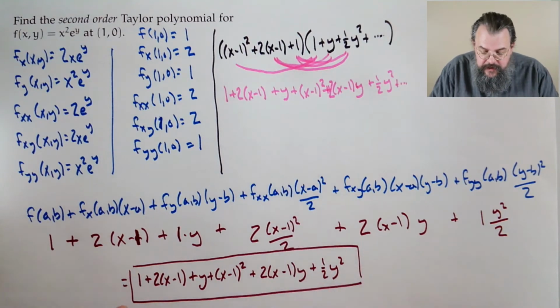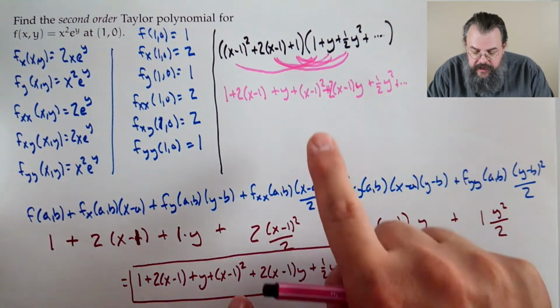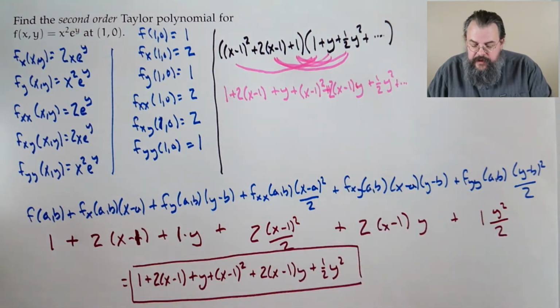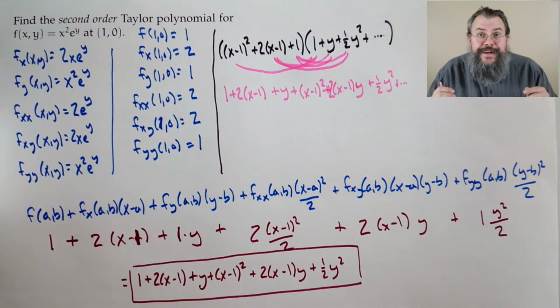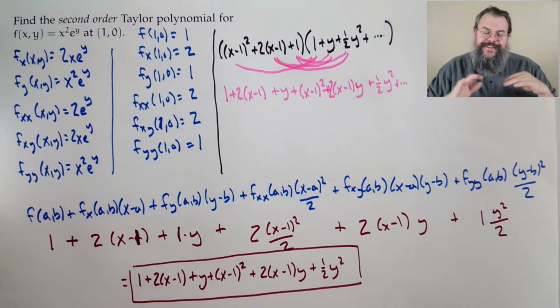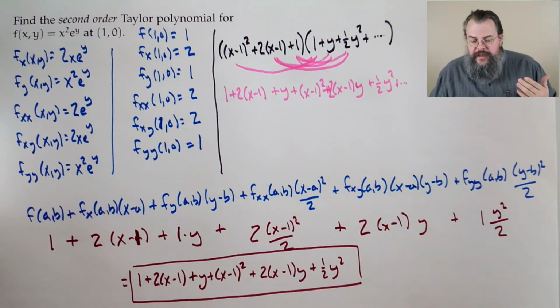And if you look, you'll see 1, 2 times x minus 1, y, x minus 1 squared, 2 times x minus 1 times y, and a half y squared. They line up. Is it a coincidence? No. Of course they'll line up. And it shouldn't surprise us that they line up.